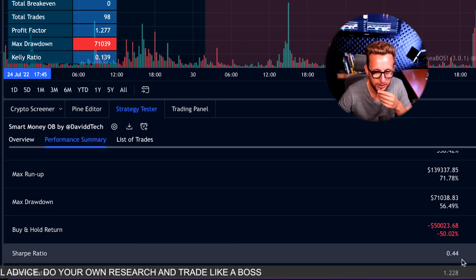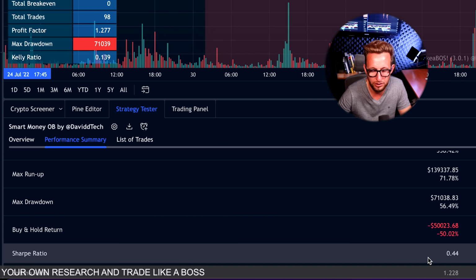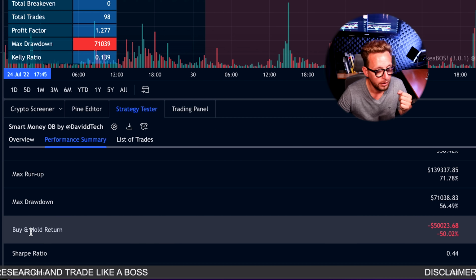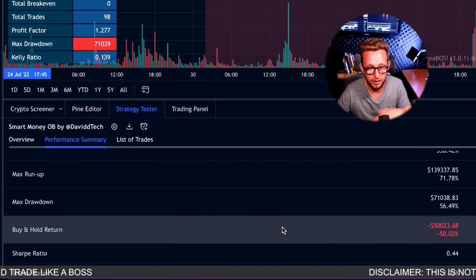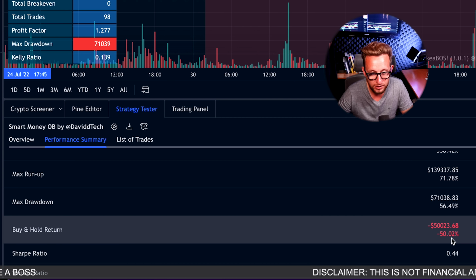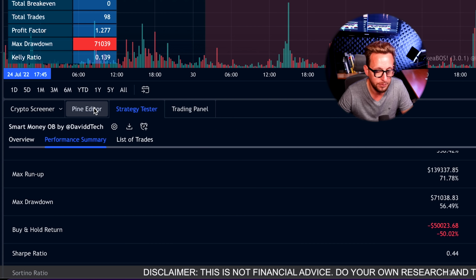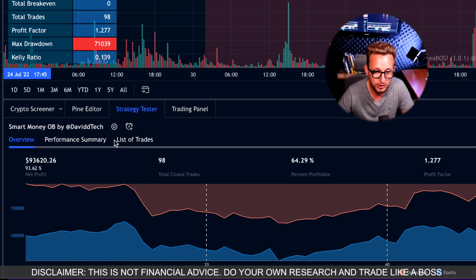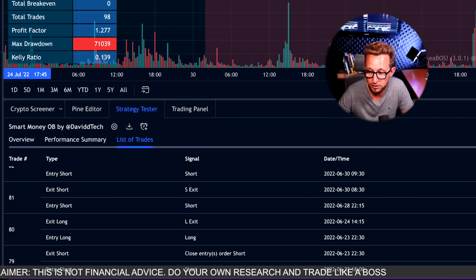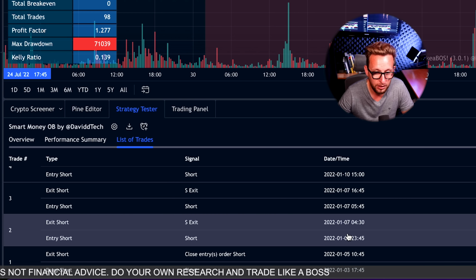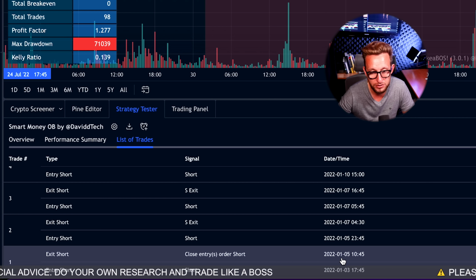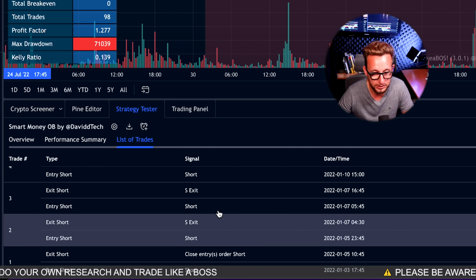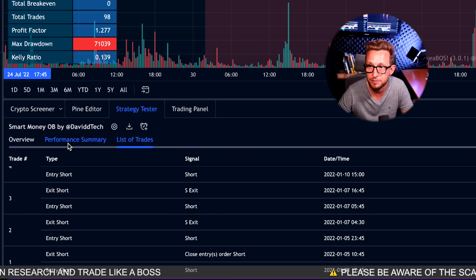Our Sharpe ratio is 0.44, so it wouldn't be good enough for me to want to trade this on bots. We did beat the buy and hold return, which we use as our benchmark, and that is minus 50% over this trading period. So technically it could be considered an alright trading strategy. Our first trade was quite a while ago, on the 5th of the 1st 2022, so about 8 months ago.